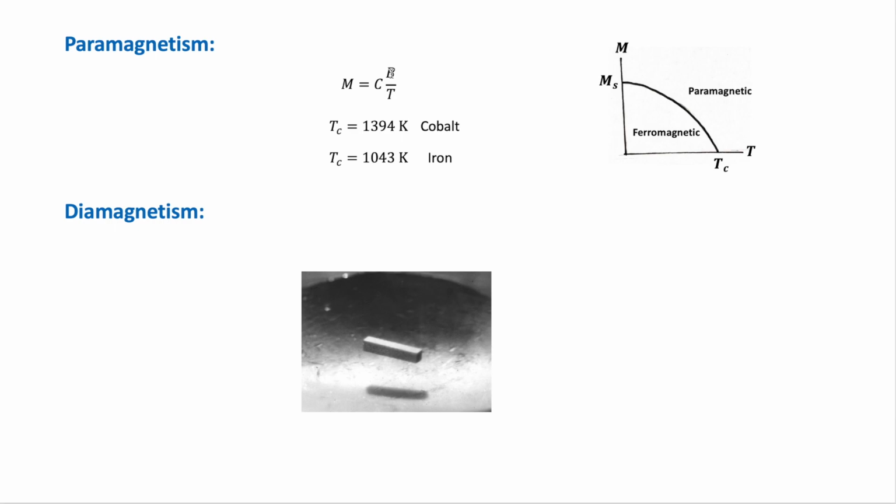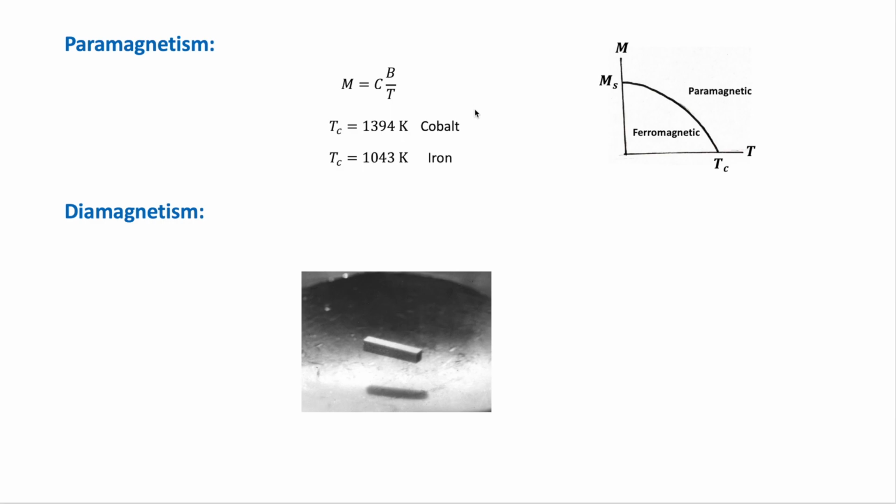So if B is equal to 0, then the magnetization is equal to 0, which means that the dipoles are randomly oriented. Also, at high fields or very low temperatures, the magnetization approaches its maximum saturation value, which corresponds to complete alignment of the dipoles.